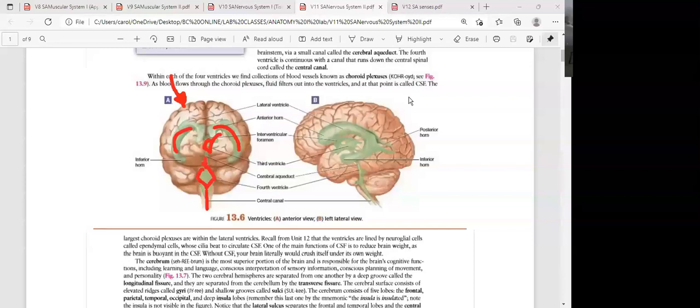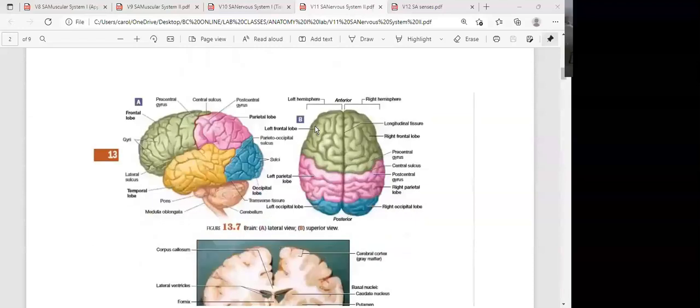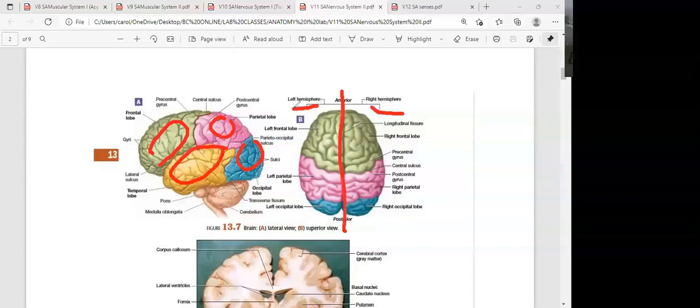As we mentioned before, we have cells in there that are going to make the fluid. Those are going to be the ependymal cells. If we look at the anatomy of our cerebrum, we can see that we can divide that into lobes, and this is going to be the frontal lobe, parietal lobe, occipital lobe, and temporal lobe. But we also can divide the cerebrum into two different pieces by this long groove right here called the longitudinal fissure, right? The longitudinal fissure separates our brain into the right hemisphere and the left hemisphere.